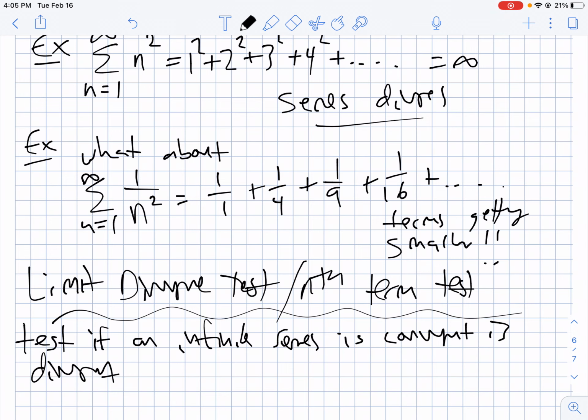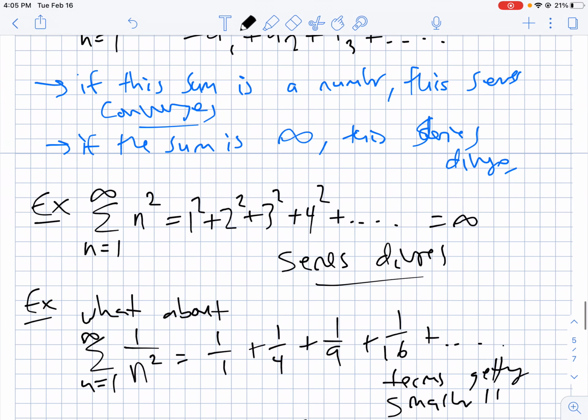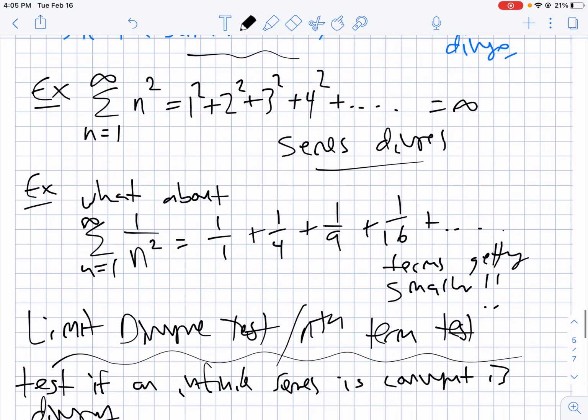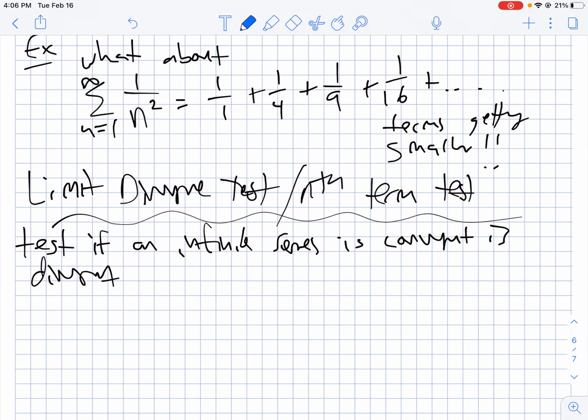If I give you a series, does that series converge, meaning it adds up to some number? Or does it diverge, meaning that it adds up to infinity? We're not even necessarily going to find out what it adds up to, but just whether it does or not. Okay, so anyway, that's the idea of what a test is.